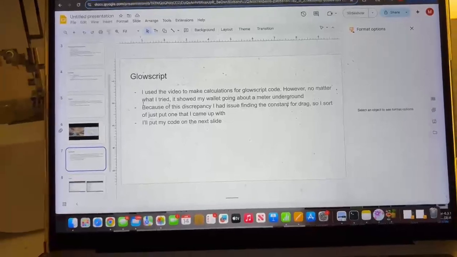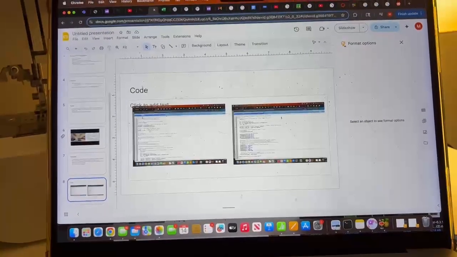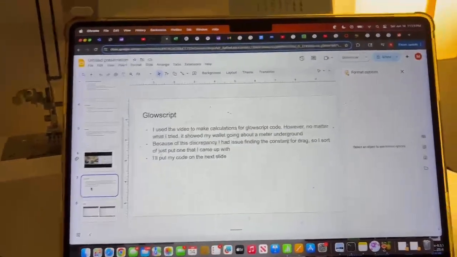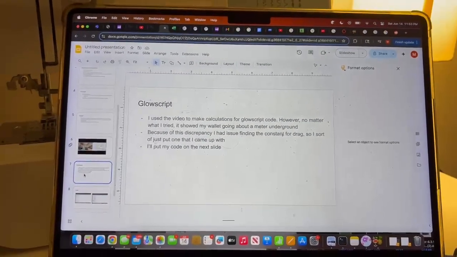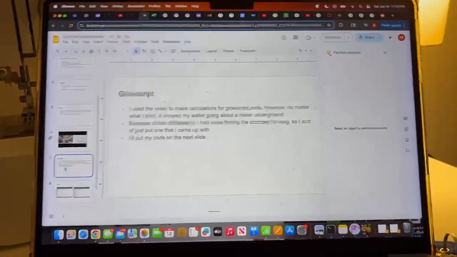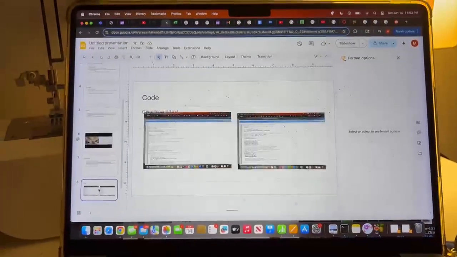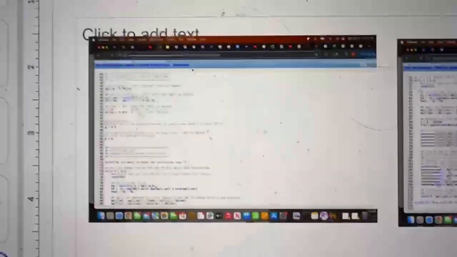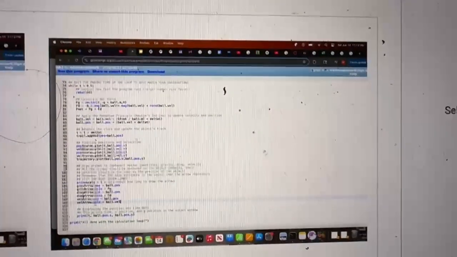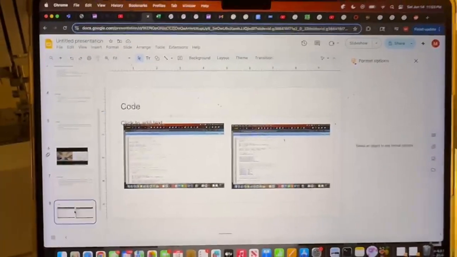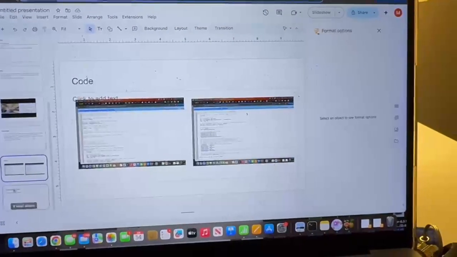So for GlowScript, I used the video to make calculations for my GlowScript code, and for some reason it showed my things as going about a meter underground. Because of this discrepancy, I had an issue finding the constant for drag. So I sort of just put one that I came up with, and my code will be on the next slide. This is my code. This is the first part, and that's the second part, which should be correct in theory, but it did not particularly do what I wanted it to.